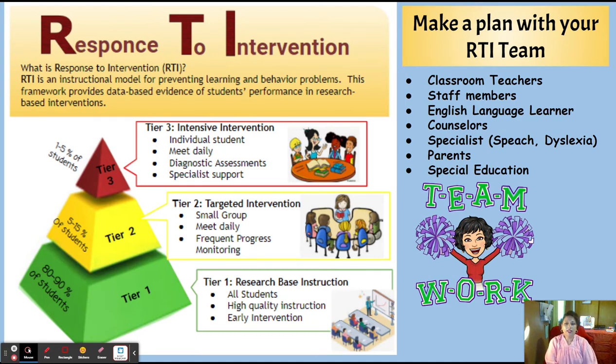A student that may be a little below the level of academic performance would be a tier 2 student, and they would be placed in a small group, met daily, and frequent progress monitoring would occur. And tier 3 students are intensive intervention. They would probably be in a very small group of 2, maybe 1 individual student. They would meet daily. They would have diagnostic assessments and have specialist support.